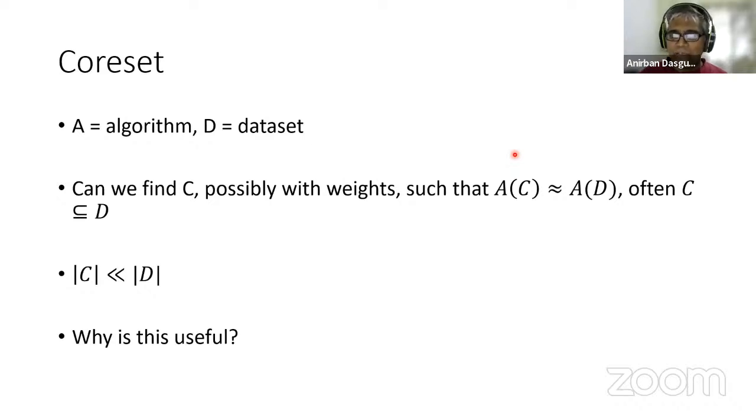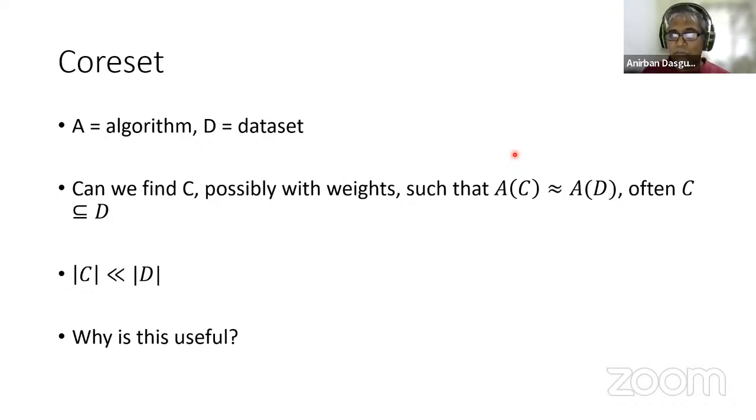possibly a weighted set of data points, such that running the algorithm on C will give you roughly the same result, and I'll define this more formally, as running the algorithm on D? Often C will be a subset of D, but this is not always the case. Coresets have been researched from many different angles, and I don't want to restrict it to one of them. In the algorithms that we will do, C will be a subset of D. But what we definitely want is that the size of C is much less than the size of D.